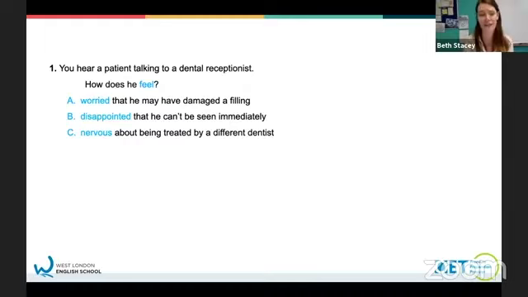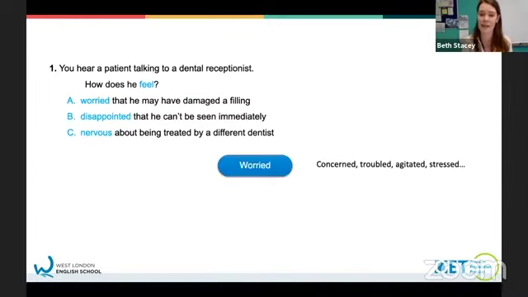Now, if the patient is worried, we might hear some synonyms like concerned, troubled, agitated, stressed. So the patient in this case might say, well, actually, I am a little bit concerned that I've caused some damage to the work that the dentist did. So they're probably not going to use the word worried. In the OET, for all of the listening, they don't repeat the actual sentence that you see here. So you will not hear the patient say, I'm worried that I might have damaged a filling. You're going to hear synonyms and other similar language.